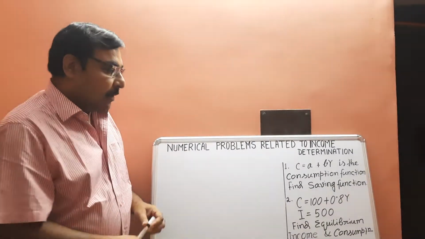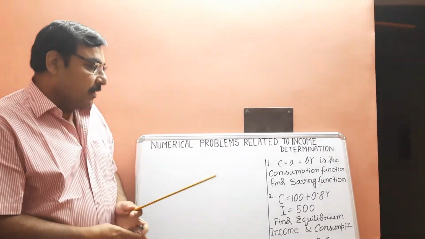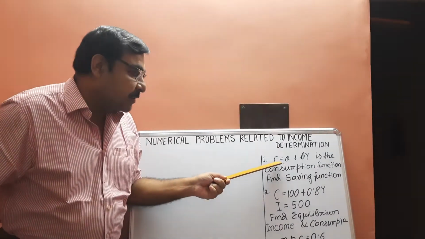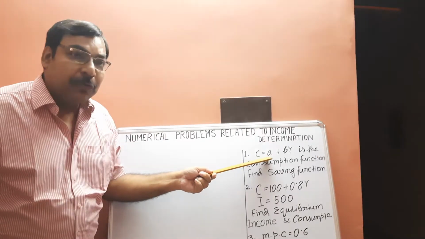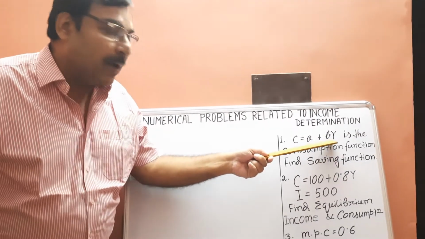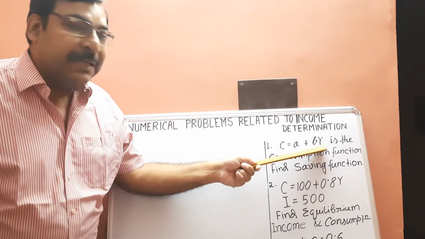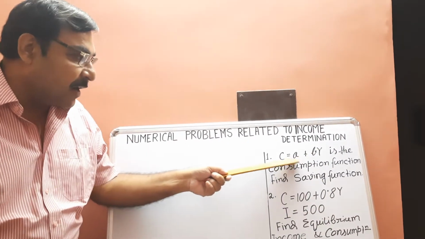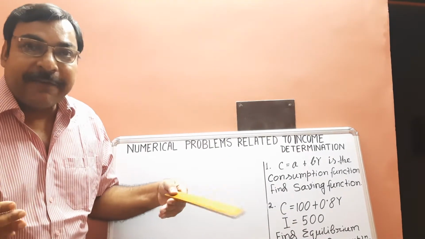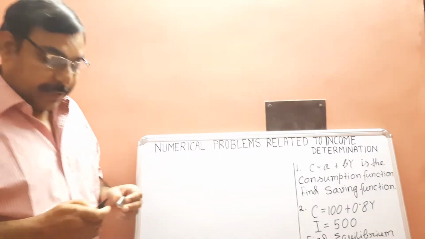See the first problem. Problem number 1. You are given a consumption function. C for consumption, A for autonomous consumption, independent of the level of income, plus BY. B is marginal propensity to consume, Y stands for income. This is the consumption function given to you, and you are asked to derive the saving function from this consumption function. How do you do it?